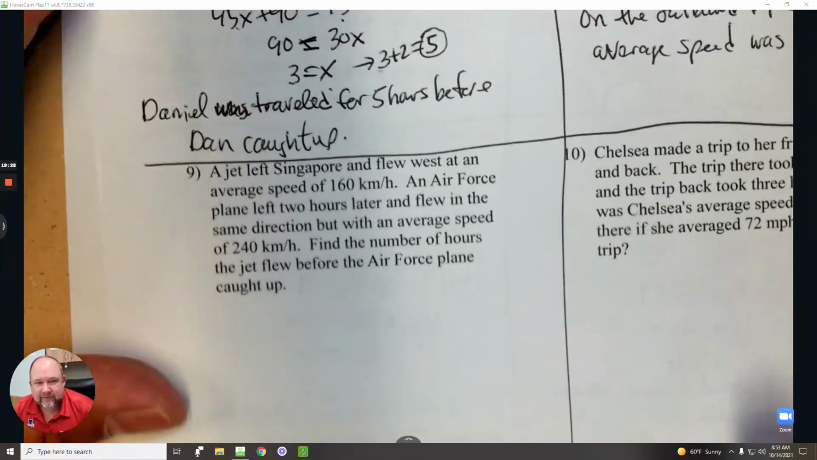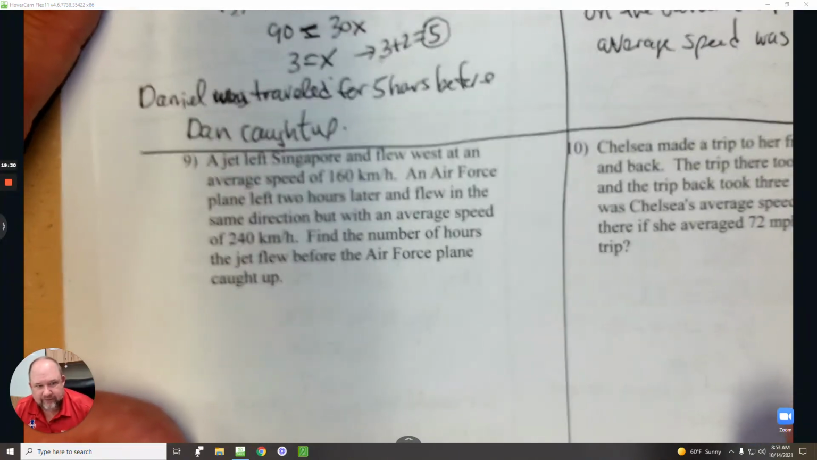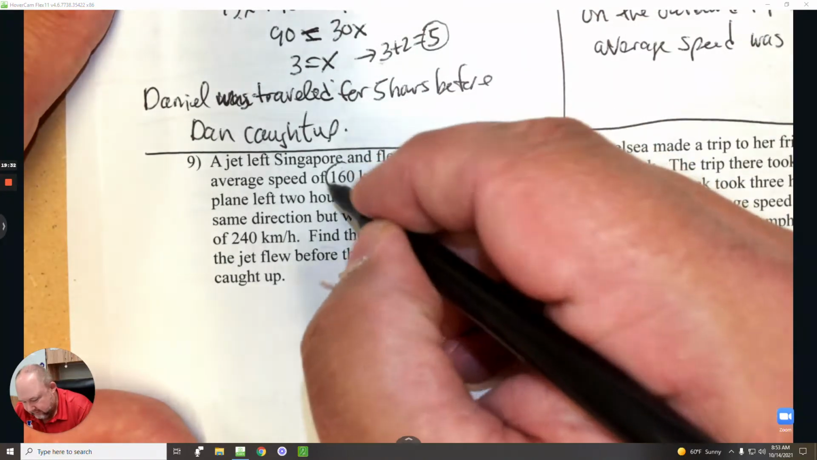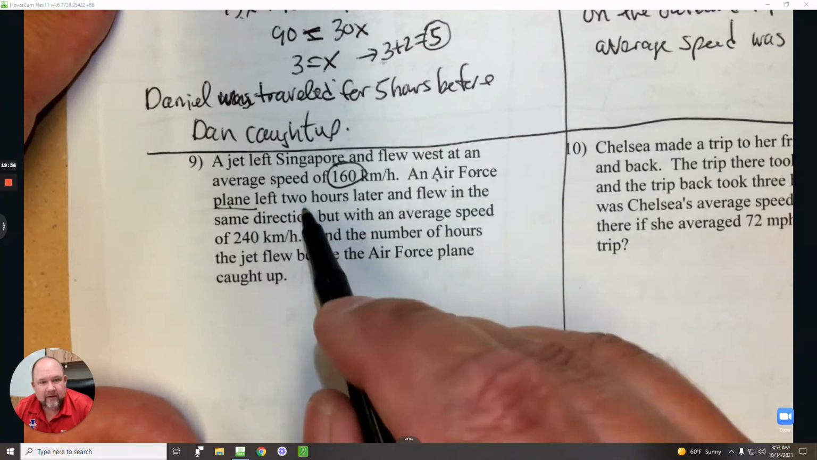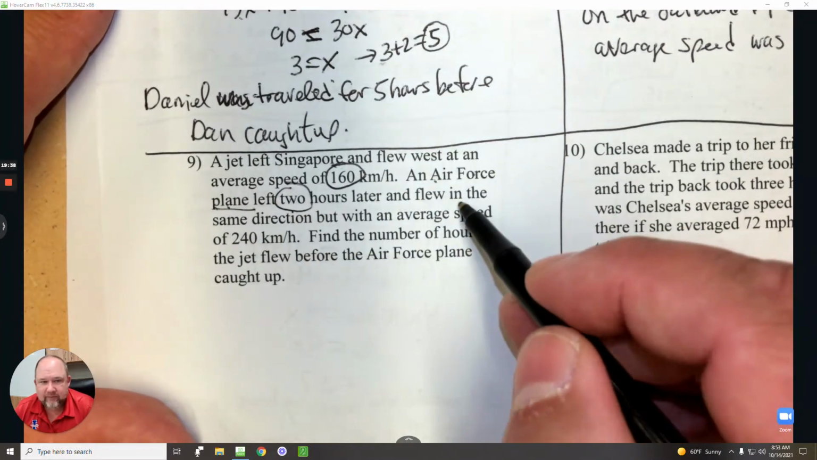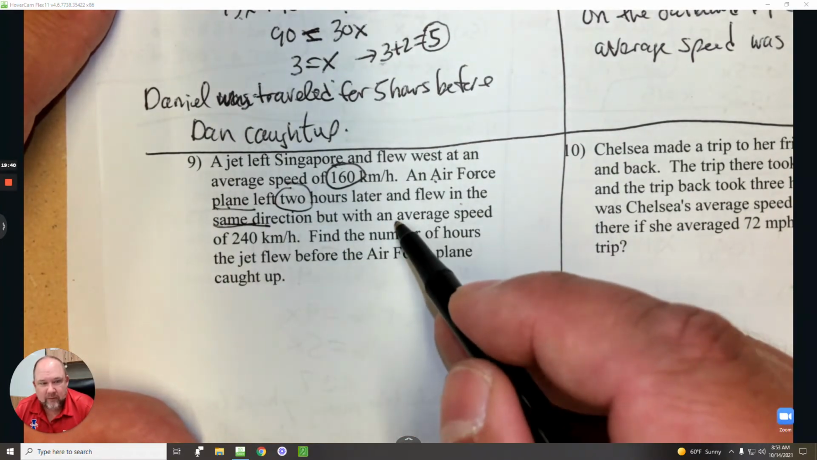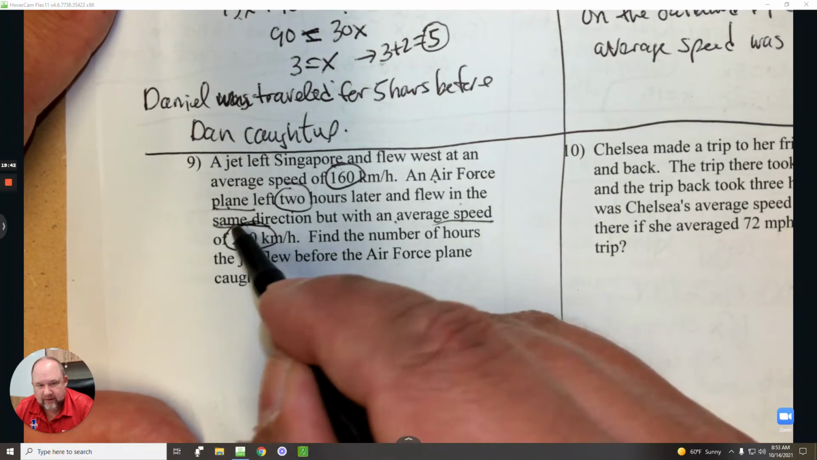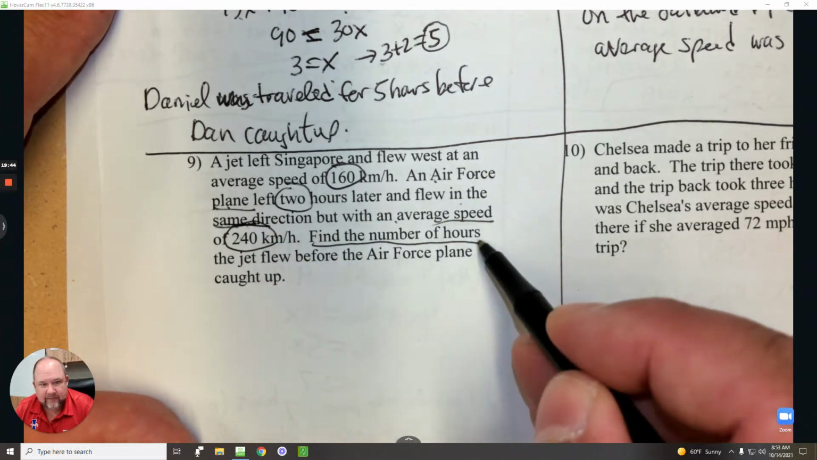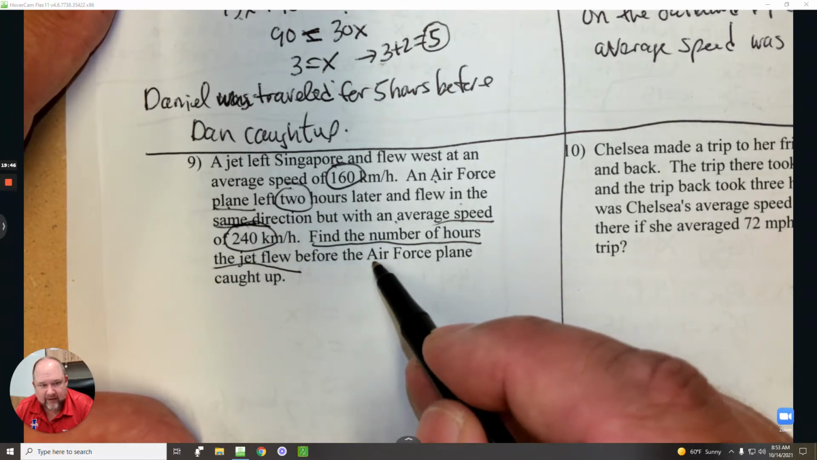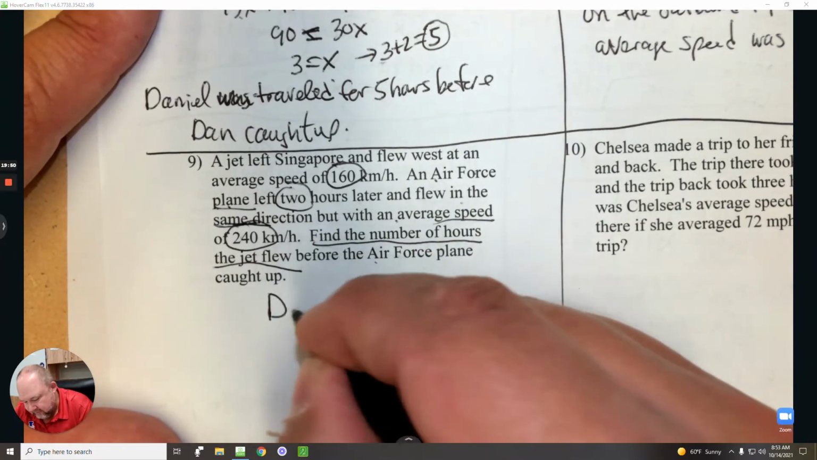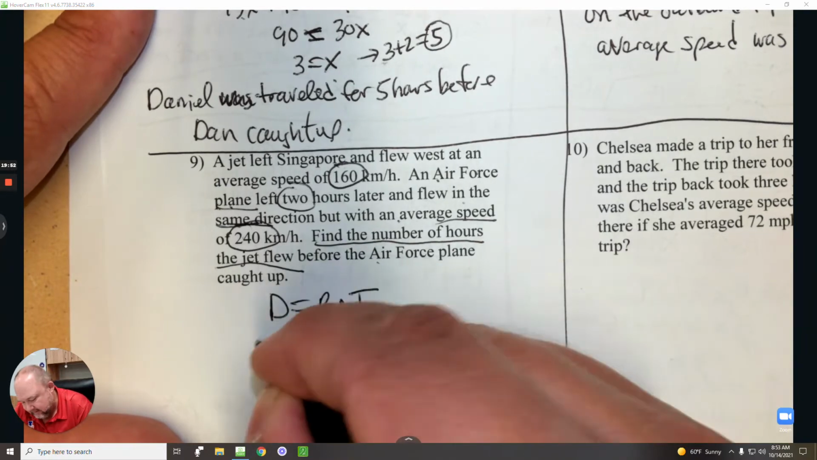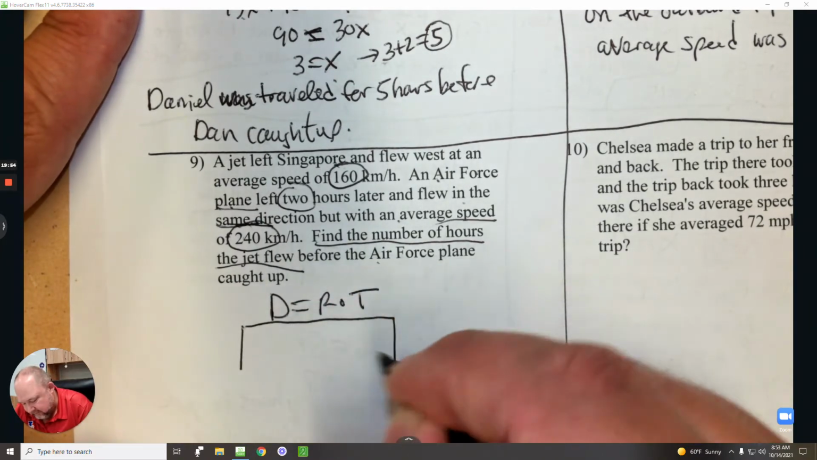Number 9. A jet left Singapore and flew west at an average speed of 160 kilometers per hour. An Air Force plane left 2 hours later and flew in the same direction, but with an average speed of 240 kilometers an hour. Find the number of hours the jet flew before the Air Force plane caught up. So this again is distance equals rate times time. I'm going to organize it with the chart.